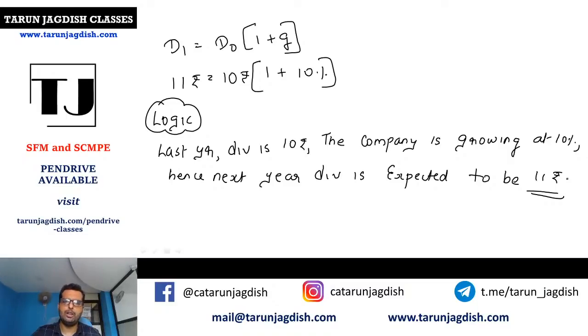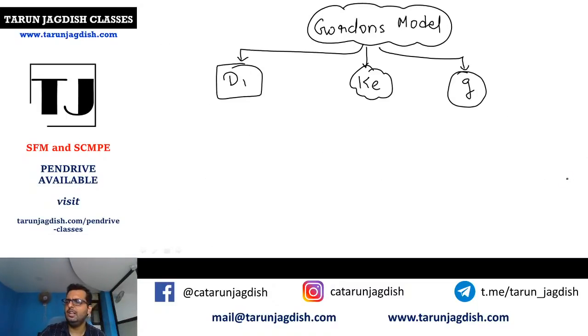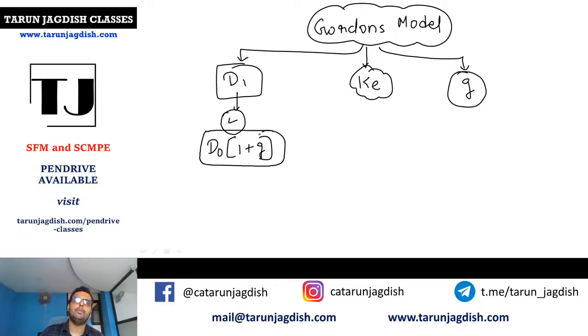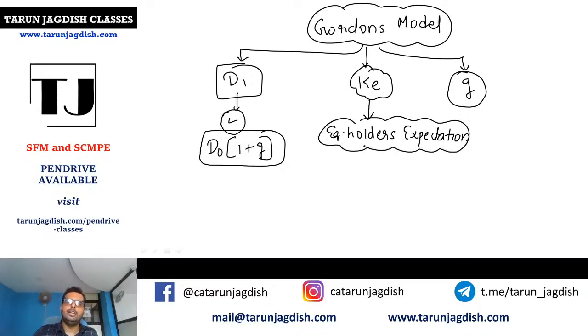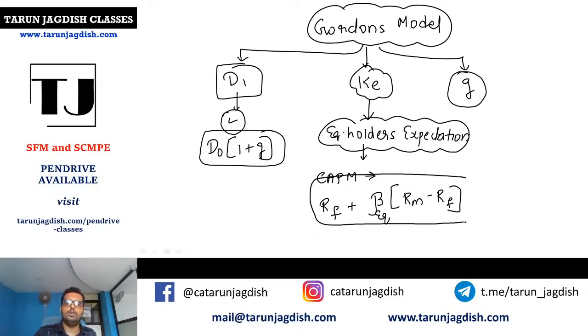Alright friends, I hope you are clear with the logic of D1. So let me go back. Here we have understood the meaning of D1. If already given, no formula. Otherwise it is D0 into 1 plus G. Okay. Next thing is KE. KE means equity holders expectation. And friends, equity holders expectation is actually found out using a very simple formula, which is a CAPM formula. I will elaborate this in portfolio management chapter. The formula is RF plus beta equity into RM minus RF. Can you please write down this in your books now?